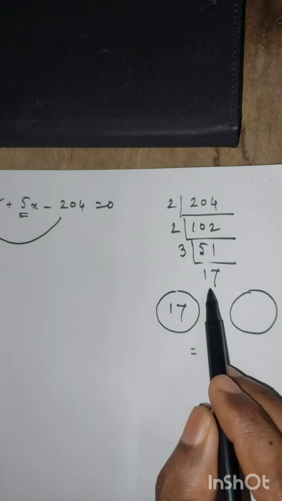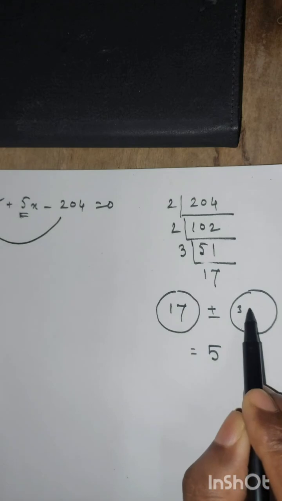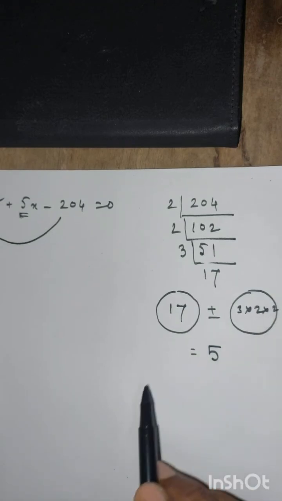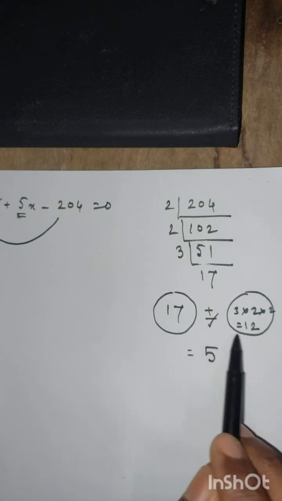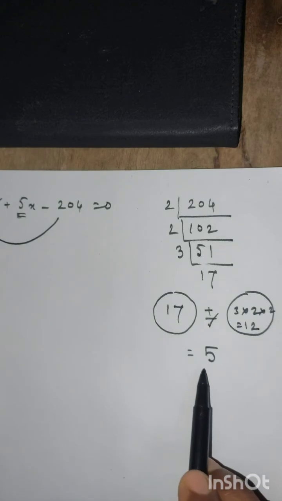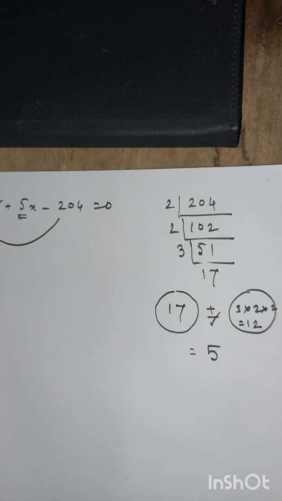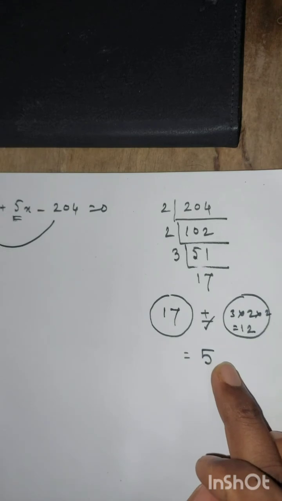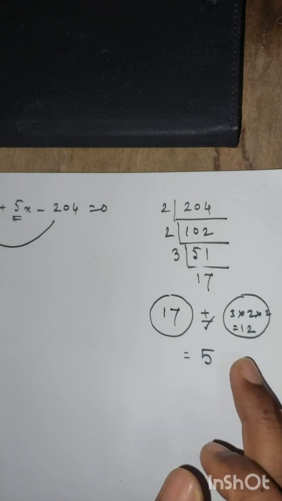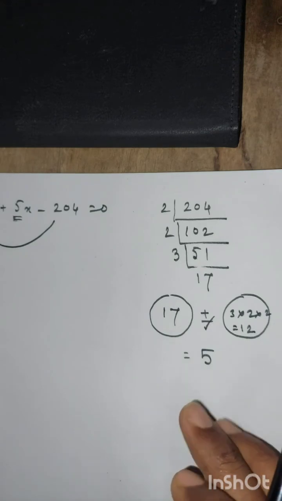So in box 1 we have put 17, and in box 2 we are putting other factors, that is 3 into 2 into 2. So we can see if we subtract 12 from 17, we get 5. So we are taking this arrangement for middle term factorization. I hope this part is clear to you. If it is not clear, please go backwards and see this part again, you will understand.